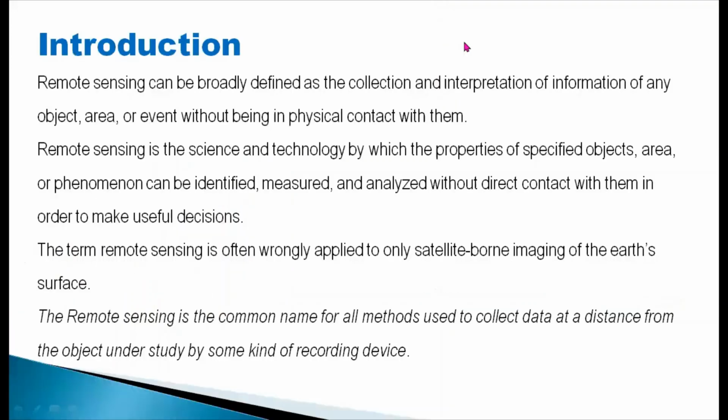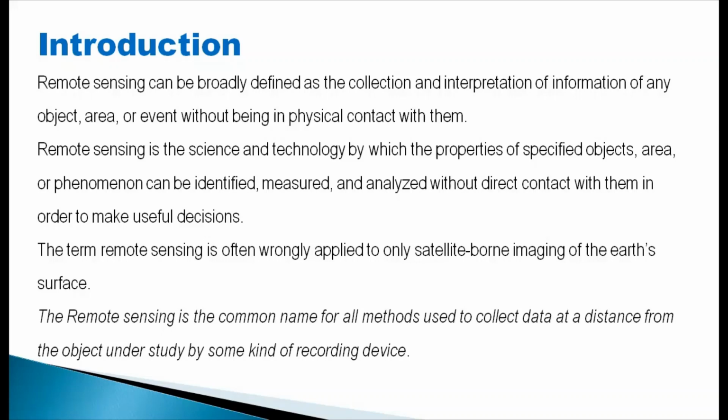Remote sensing is broadly defined as the collection and interpretation of information of any object, area, or event without being in physical contact with them. What this means is that remote sensing is a technology, or a system, by which you collect data, you collect information about any area, object, or event happening on the surface of the earth, without touching, without going there, or without having close contact with that object or event.